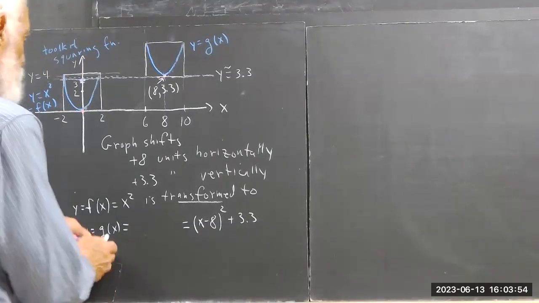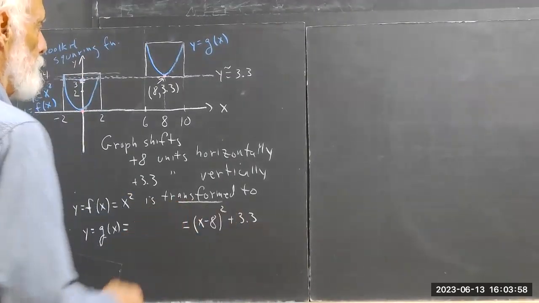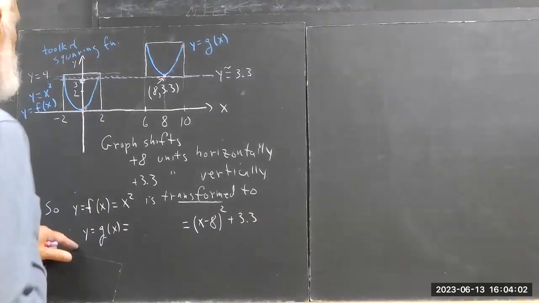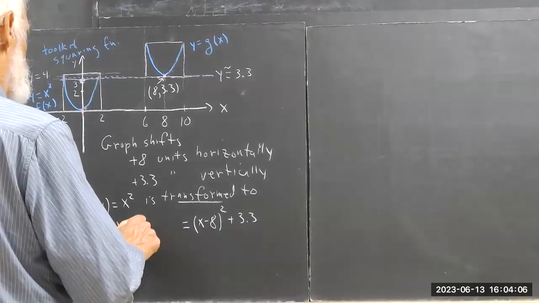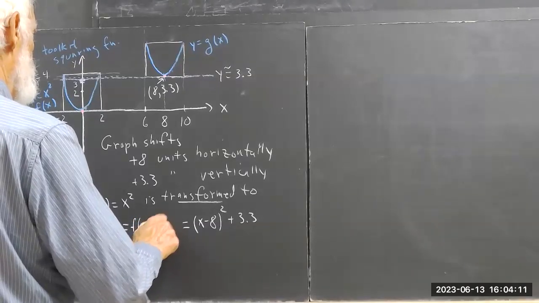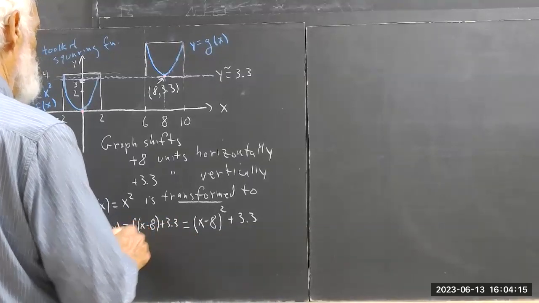Okay, so y equals g of x equals what? I say it's (x minus 8) squared plus 3.3. I won't prove that to you, but I'm going to make that very plausible. Okay, y equals g of x, and we can write that as f of (x minus 8) plus 3.3.